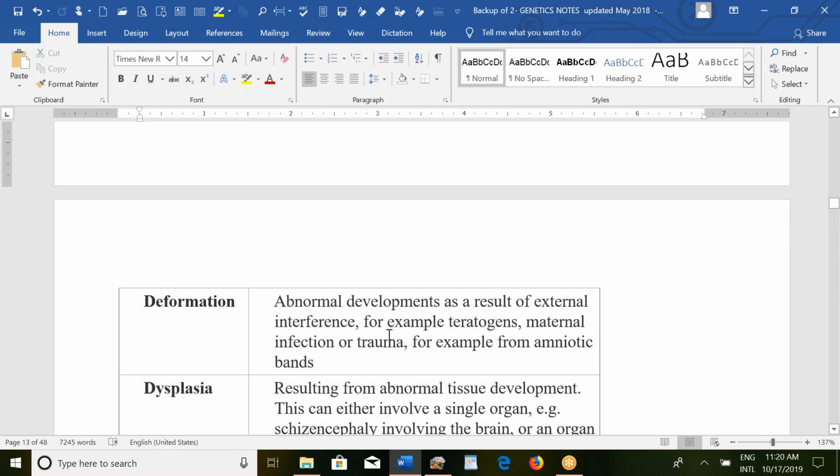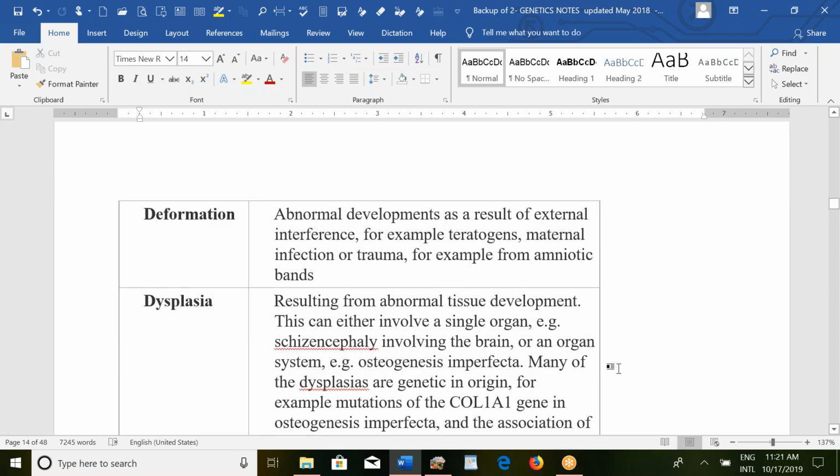Then deformation means abnormal development as a result of external interference, for example, teratogens, maternal infections, or trauma, such as from amniotic bands. Amniotic bands, like in cases of Potter's syndrome, when there was renal agenesis and no liquor. So what happened? Amniotic bands formed around the baby, so the baby developed a certain postural abnormality. Then dysplasia results from abnormal tissue development. This can involve a single organ, for example, schizencephaly involving the brain, or an organ system, for example, osteogenesis imperfecta. Many of the dysplasias are genetic in origin.